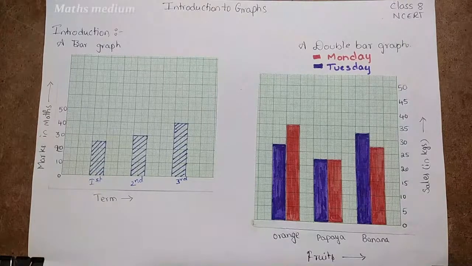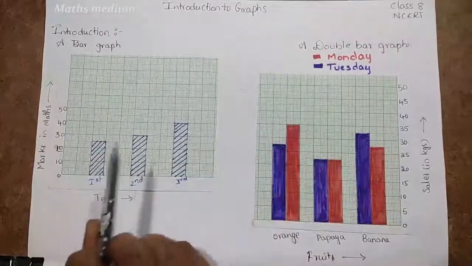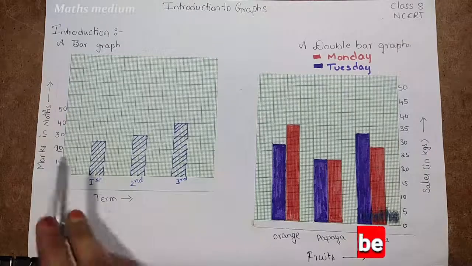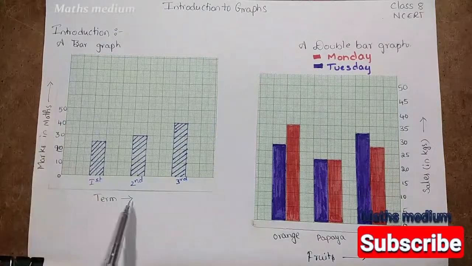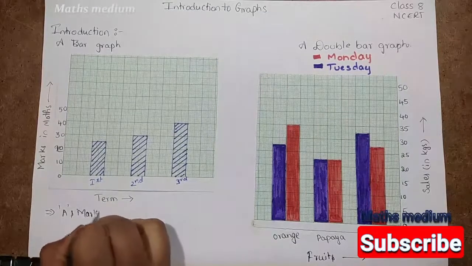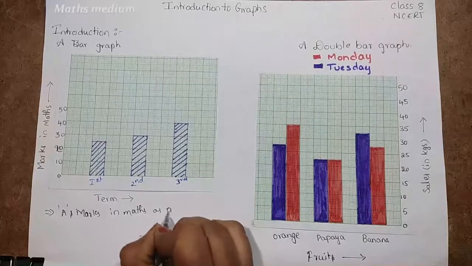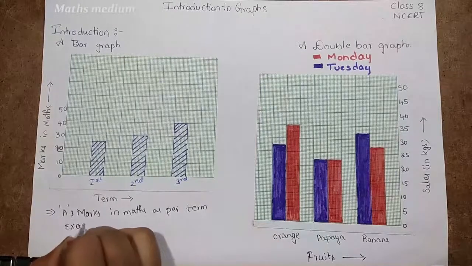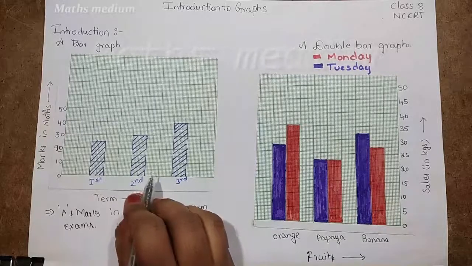Just take a recap of bar graph and double bar graph. Graphs are used with visual forms. By using a tabular form we can form bar graphs also. See here it is a bar graph, marks in maths and terms. So if you take A's marks in maths as per term exams, by using this bar graph you can get some understanding about the bar graph.